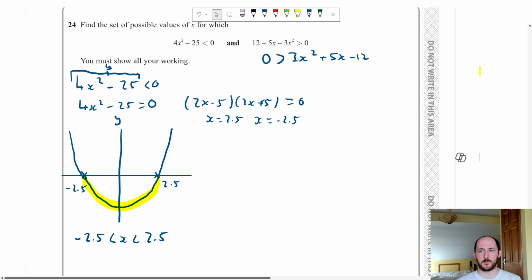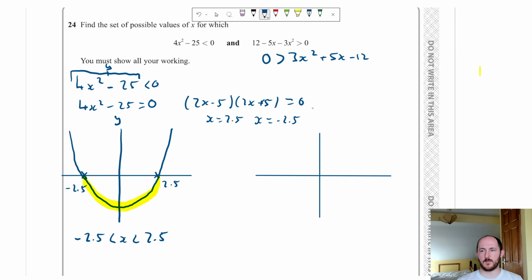Now all we need to do is repeat that same process for this graph and then try and combine them. So again, if I asked you, okay, how do I sketch that 3x squared graph? Well, again, we need to factorize it, right? We need to work out when it equals 0.